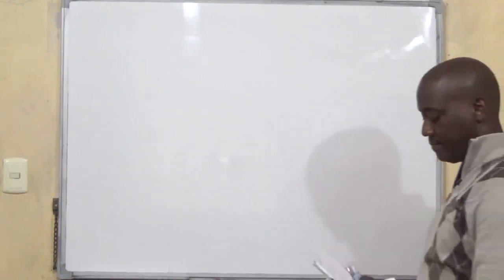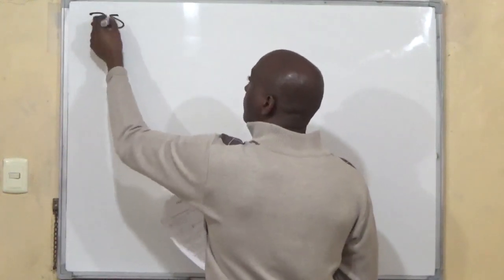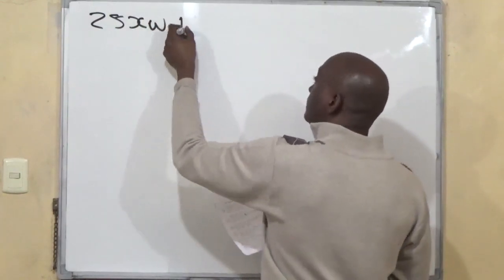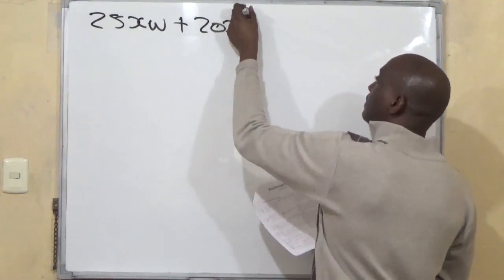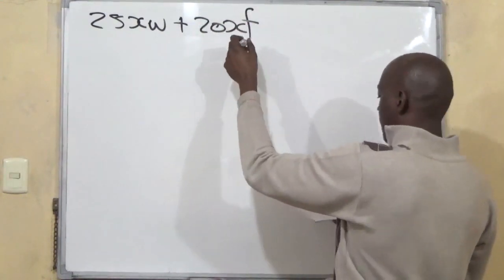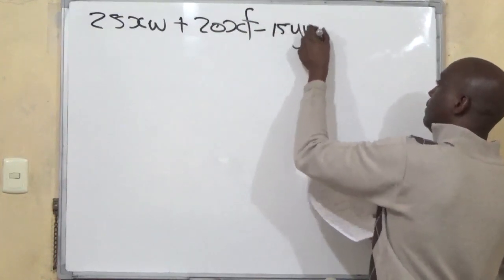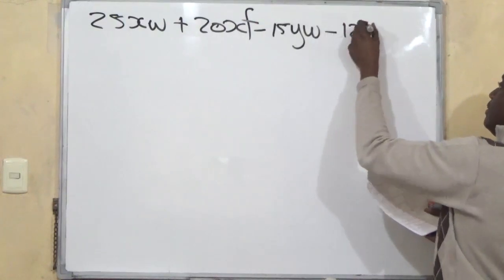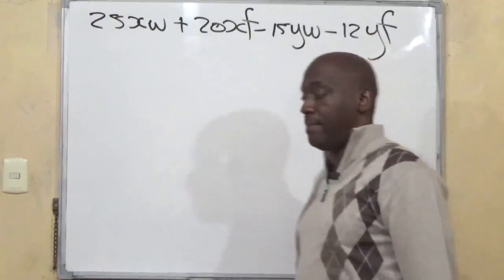We're going again. 25xw plus 20xf minus 15yw minus 12yf. Woo, pressure boy. Yeah?